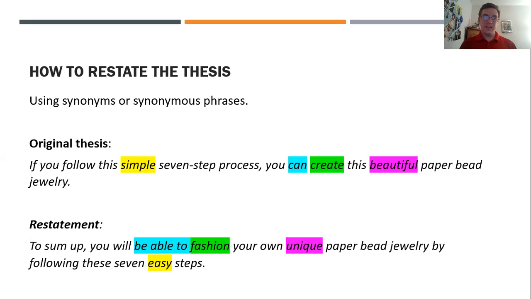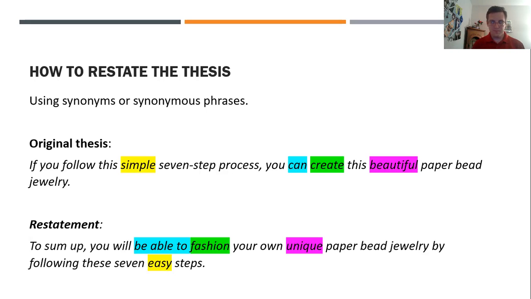So we can see if we look at the color yellow, in the original thesis, we use the word simple. In the conclusion, we use the word easy. If we look at the blue color in the original thesis, we had the word can. In the conclusion, be able to. Okay. Green, we said create your own paper bead jewelry. In the restatement, in the conclusion, you fashion your own. Okay. You could maybe say you make your own, you produce your own.